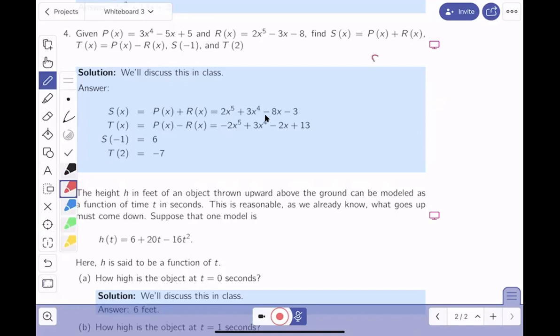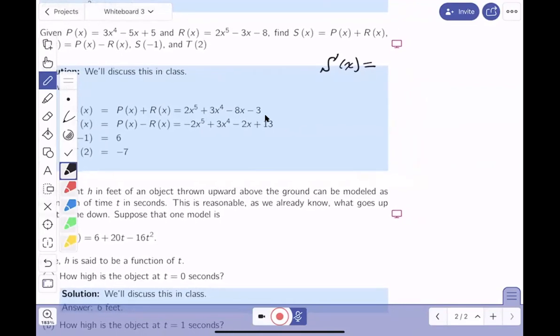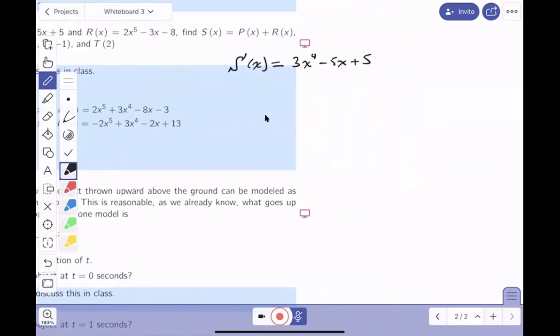So S, whoops, let's go back to black ink. S of x is, well, let's write this down. It's P of x, which is 3x^4 minus 5x plus 5, plus R of x. And what's R of x? 2x^5 minus 3x minus 8. Well, what I like to do is I like to go in order.